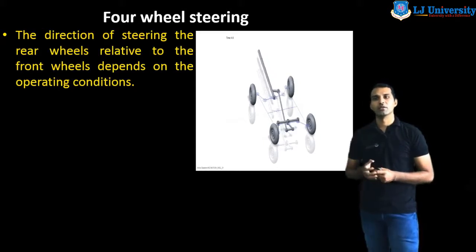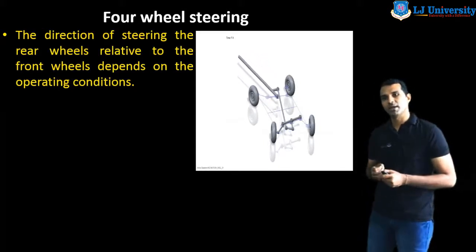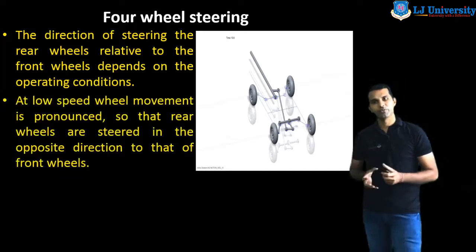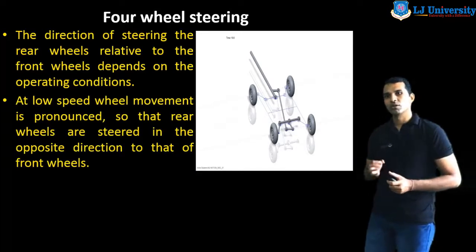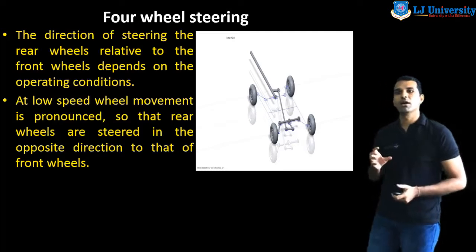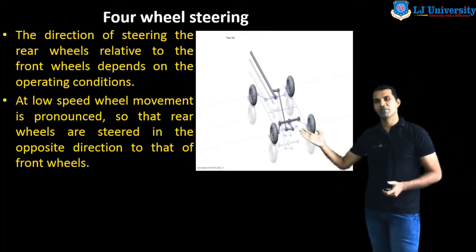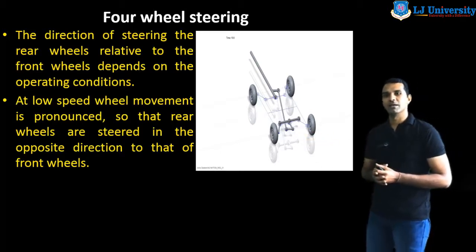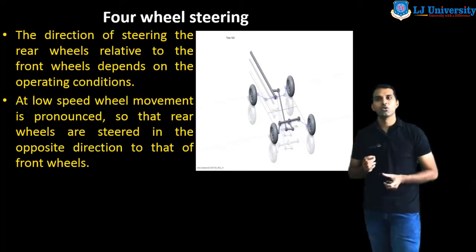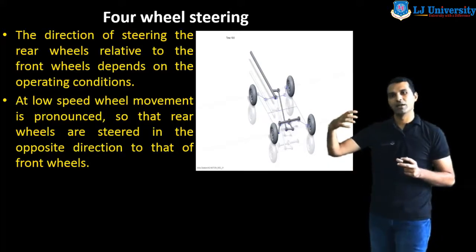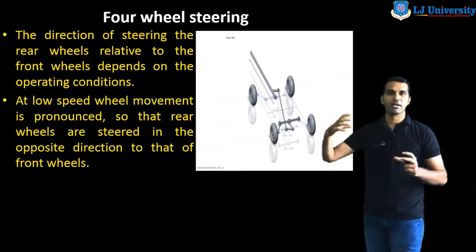The direction of steering of the rear wheel relative to the front wheel depends on the operating condition. At low speed, wheel movement is pronounced, so the rear wheels are steered in the opposite direction to that of the front wheel. So this is the first condition. When the vehicle is at low speed, the rear wheels, that means the backside wheels, are steered in the opposite direction to that of the front wheel. That means if the front wheel moves to the left side, then the rear wheel moves to the right side.